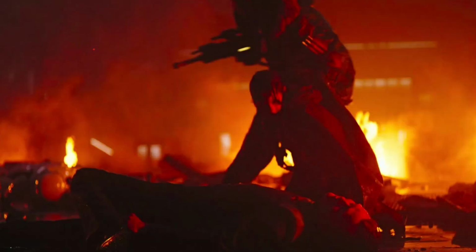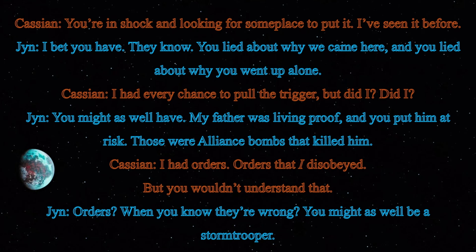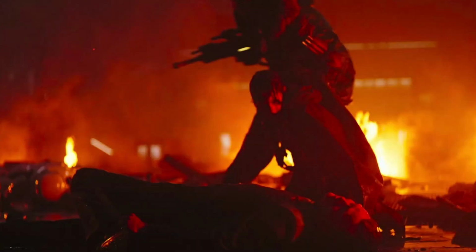Galen is killed, and it's the rebellion's fault. As Cassian says, she's looking for someone to blame for her pain, and just like before, she blames the rebellion. And rightfully so. The rebellion's insistence on killing Galen is what led to his death. Those were Alliance bombs that killed him. Jyn calls it out, and she's right. When she says "you might as well be a stormtrooper," she's falling back into her old mindset. The rebellion, the empire, both sides of the same coin causing pain and suffering.